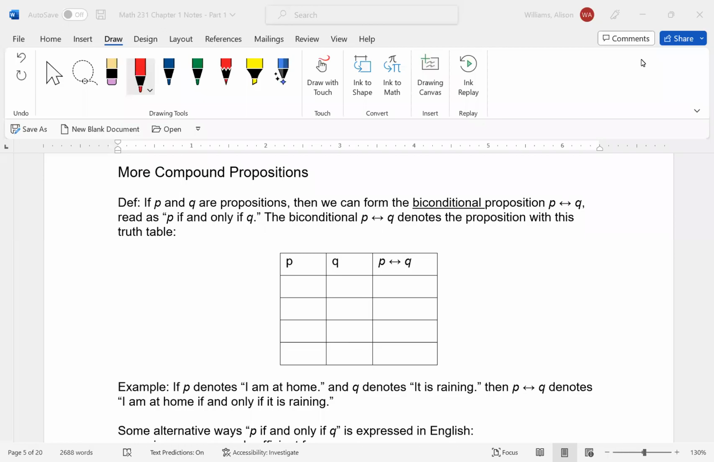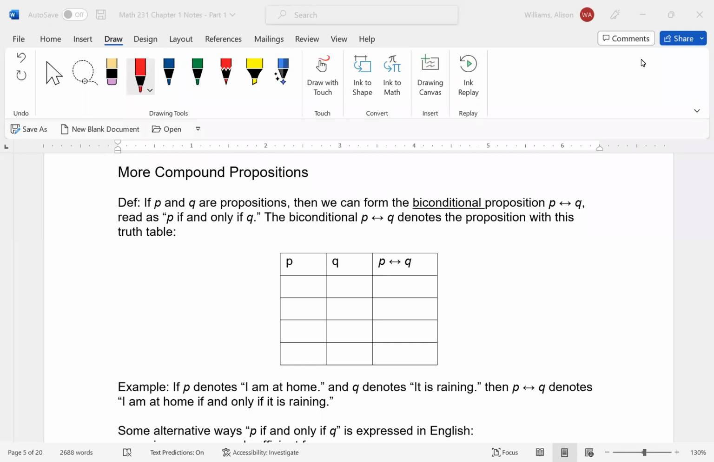In this video, we're going to look at one more compound proposition and a couple examples of more exciting compound proposition truth tables. Okay, so the last of the compound propositions that we're interested in is called the biconditional. It looks similar to the conditional, except the arrow is going both ways. That's because it's implying that both must be true.